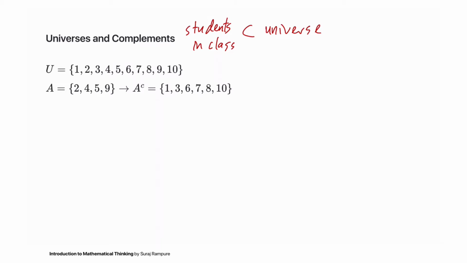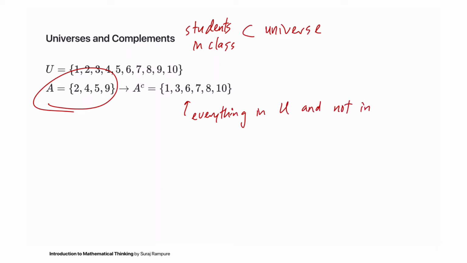So usually all sets are subsets of the universe we care about, and one thing we can define on any one given set is a complement, which is everything that is in the universe but not in a certain set. So for example, if our set A consists of the numbers 2, 4, 5, and 9, with our universe being the integers from 1 to 10, the complement of A is everything in the universe and not in A.